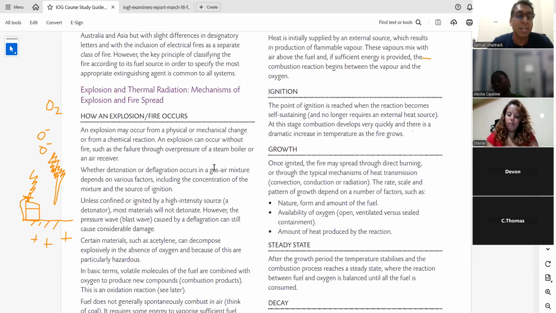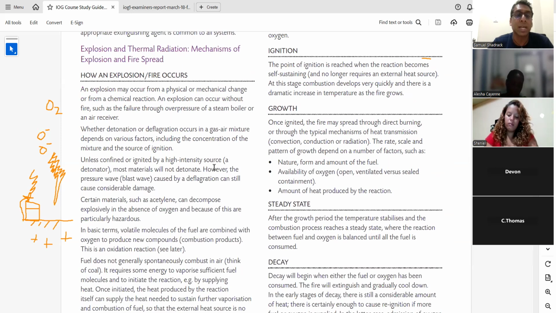How explosion fires occur. I think we mentioned some of these words last week, well, Sunday. Detonation and deflagration, sorry. Deflagration actually talks about the height of the flame, right? The height of the flame is what they refer to as deflagration, right? So once you have all in the correct concentration, you'll have a fire.